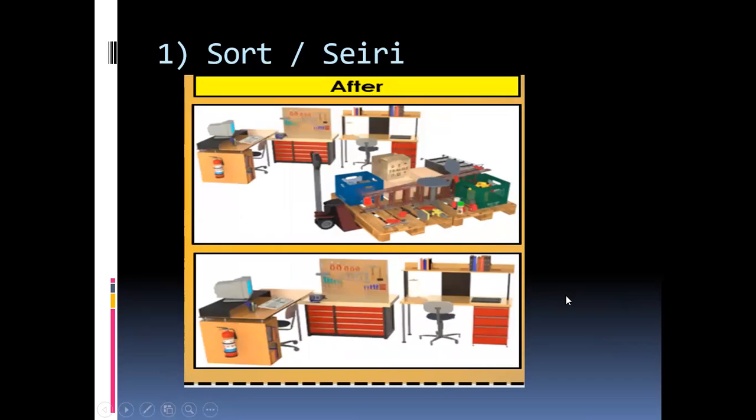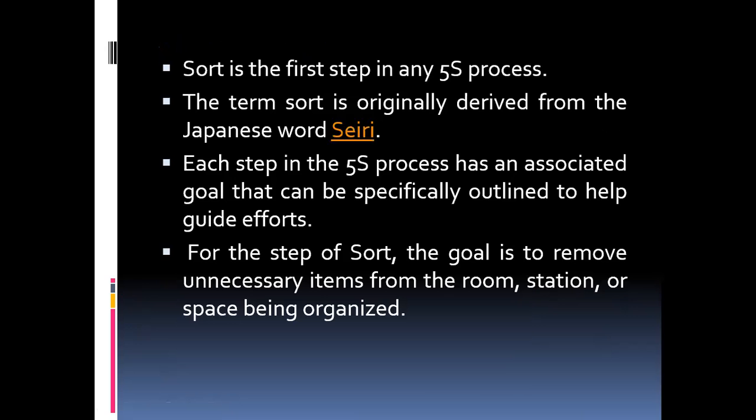The first one is sorting the items within the workplace. In this step, the goal is to remove the unnecessary items that are present inside the inventory or in a workstation, so that the space is organized. This is the first step in the 5S process, sorting.